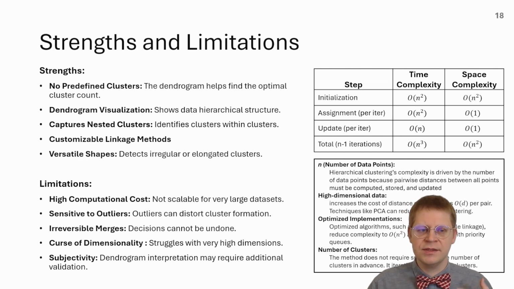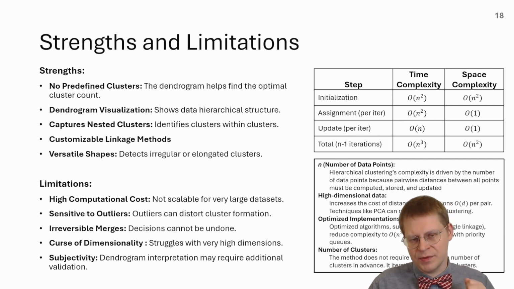Agglomerative clustering has some powerful advantages, but also notable limitations, especially as dataset size increases. Let us discuss these in detail, starting with the strengths. So, strengths. No predefined clusters. One of the biggest advantages of hierarchical clustering is that you do not need to predefine the number of clusters. Instead, just use the dendrogram.